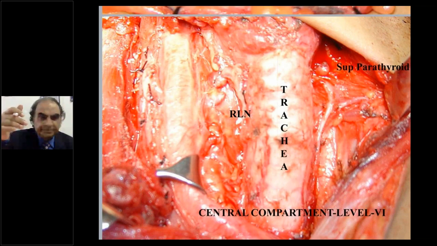So Dr. Pragati is asking if you could elaborate on the de-differentiation in anaplastic carcinoma. Anaplastic carcinoma is de-differentiation only, so there is nothing to describe there. De-differentiation means when a well-differentiated thyroid cancer becomes less well-differentiated or becomes poorly differentiated. That's the definition of de-differentiation. Anaplastic is the ultimate term. So there is no de-differentiation in anaplastic.